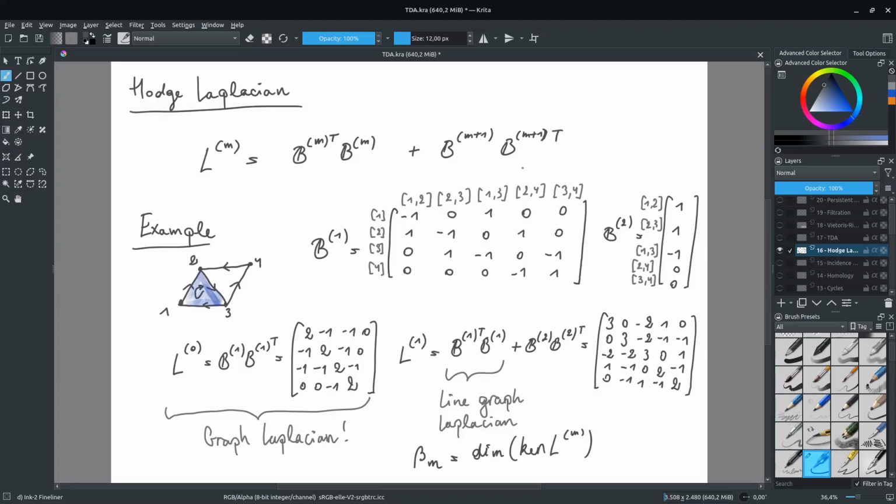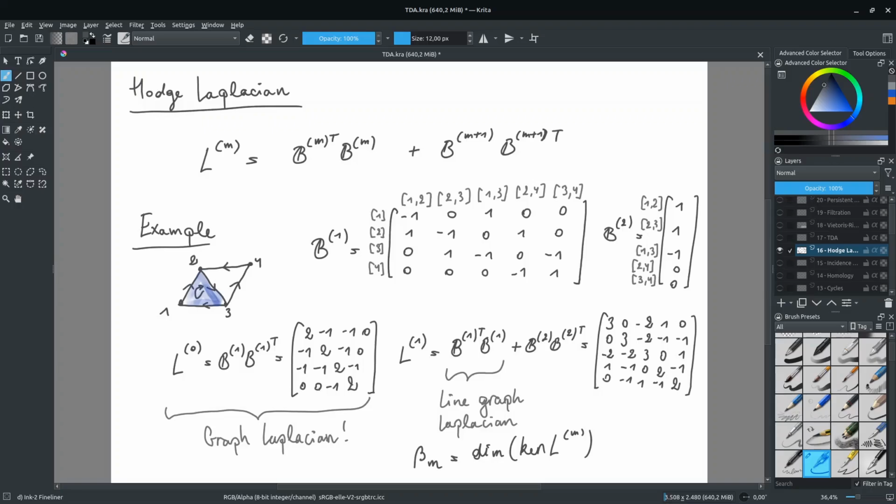So a similar example as previously. I've constructed the L0. Notice that for L0 there's no lower level, and so I'm just going to say 0. So if L0 is just B1 times B1 transpose, if you look at it, this is actually just the graph Laplacian we had in the beginning. At least you can convince yourself it is because these minus ones are just the entries of the adjacency matrix, and these two are just the degrees. So it is in fact the graph Laplacian.